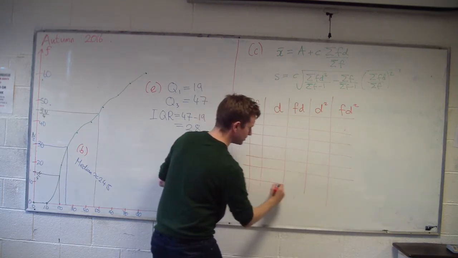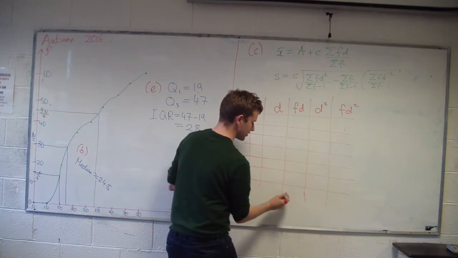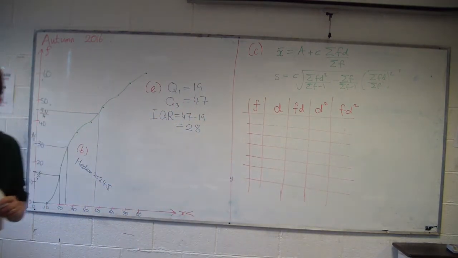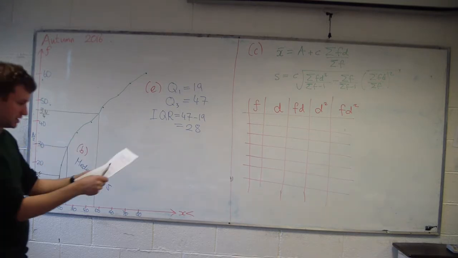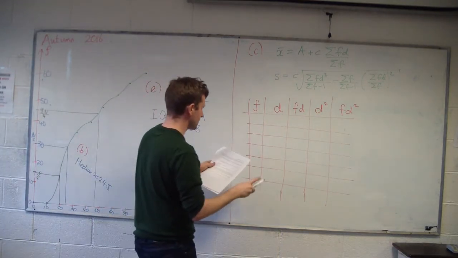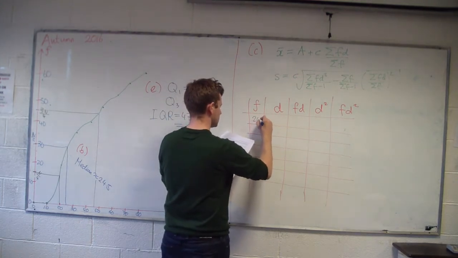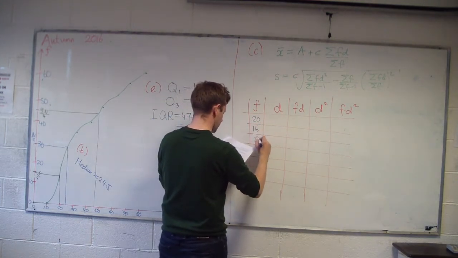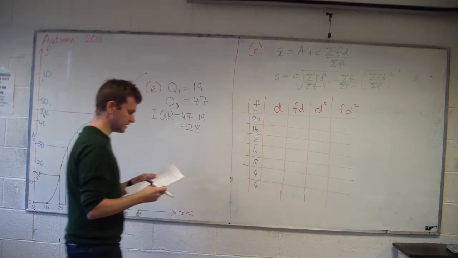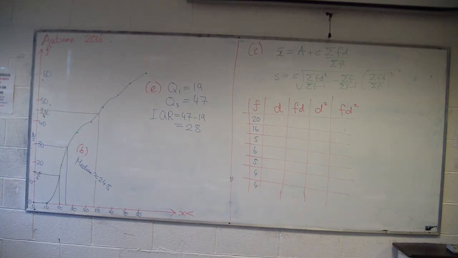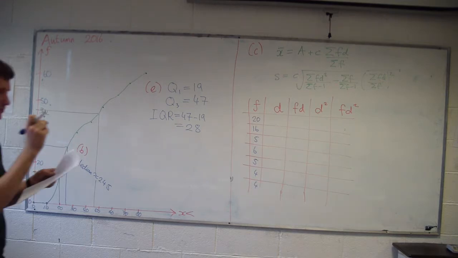So we get the table from those formulas. That's on the sheet of formulas. The f's are handy enough: 20, 60, 5, 6, 5, 4, 4. Now we probably need the C and the A. Do we know what the C is? 10 is the width of the intervals.